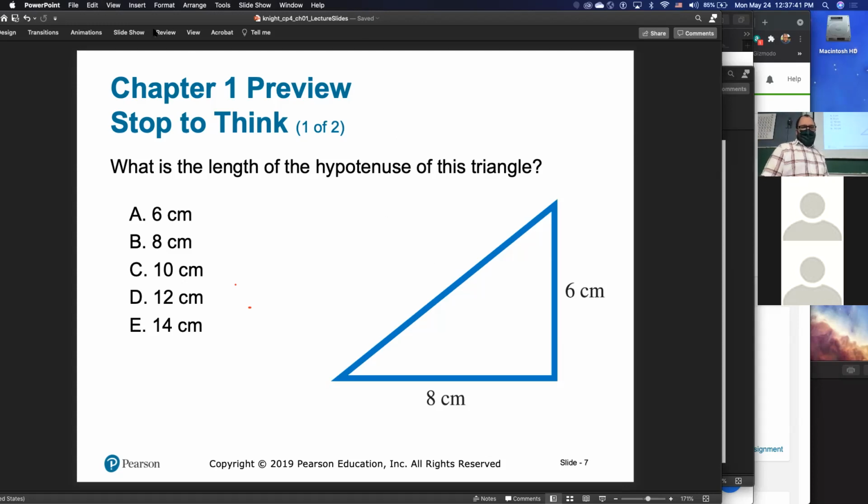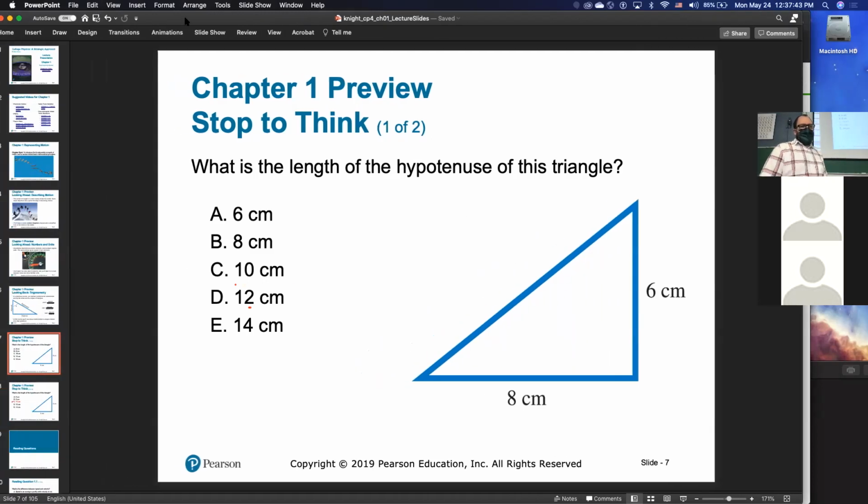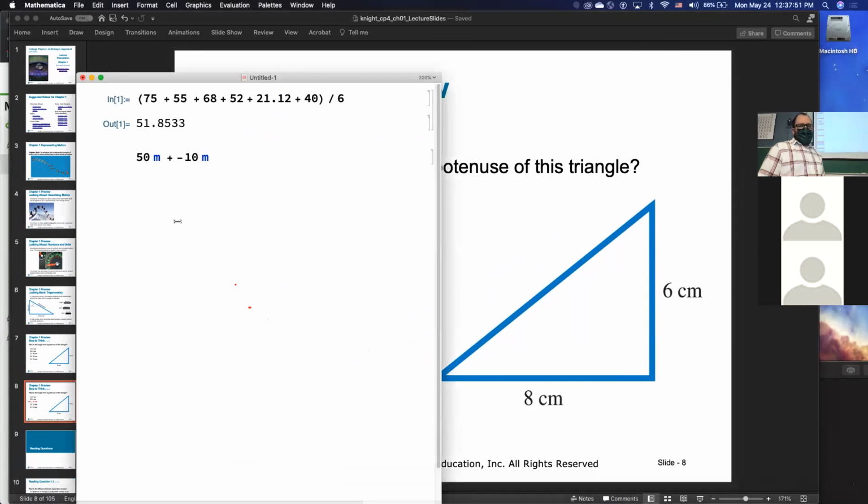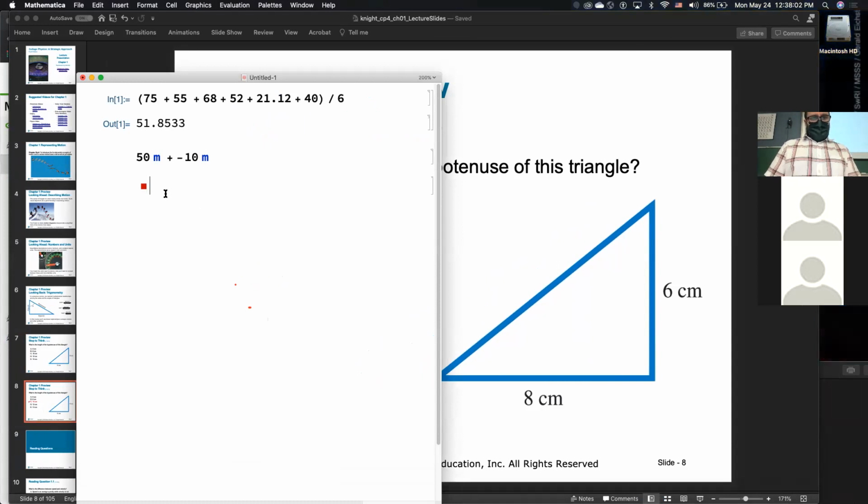All right, so we can use the Pythagorean theorem to solve this. So a squared plus b squared equals c squared. Let's actually do it. Okay, here I'm going to use Mathematica. So we'll say 8 squared plus 6 squared equals, so 100, and the square root of 100 is 10.